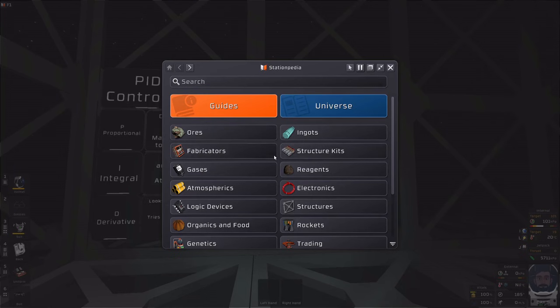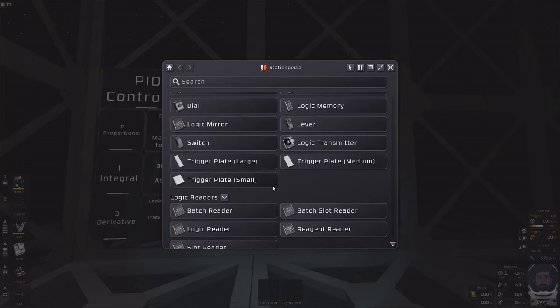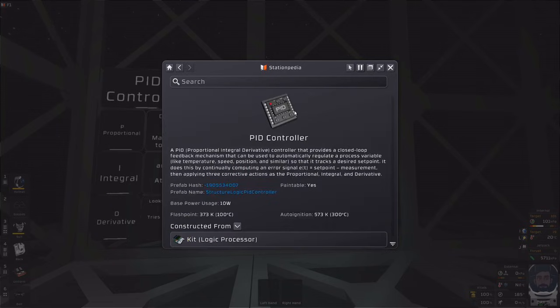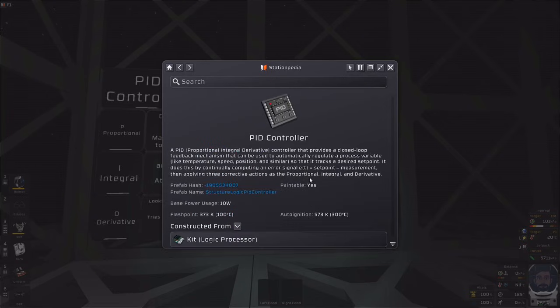Now, the devs, when the terrain rework got added, added a special new device called the PID controller. You find it in the logic processors kit. For 2 gold, 2 copper, you get a PID controller chip, and it kind of tells you what it's supposed to do. But I can go over it.